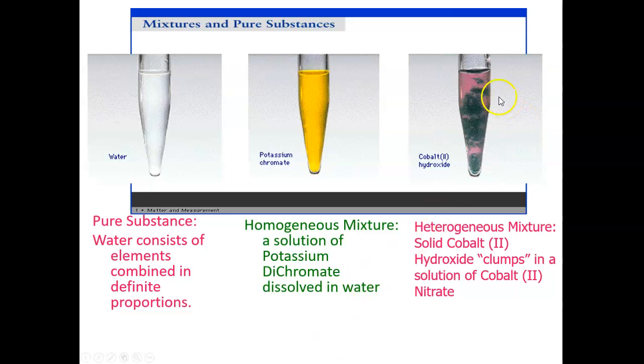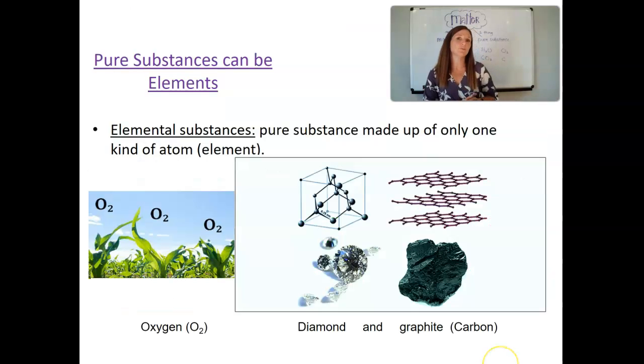And on the far side, we have cobalt-2 hydroxide. Cobalt-2 hydroxide has this kind of chunky stuff and this purple liquid. What that's telling us is that it is a heterogeneous mixture. It's not the same throughout. The sample varies by layer. There's different phases all described in the same layer. So if we break down pure substances even further, we can describe them as elements or compounds. So first we're going to start with an elemental substance.